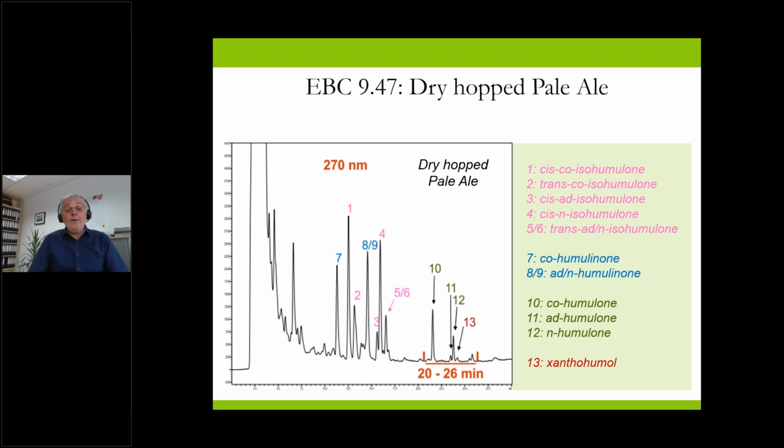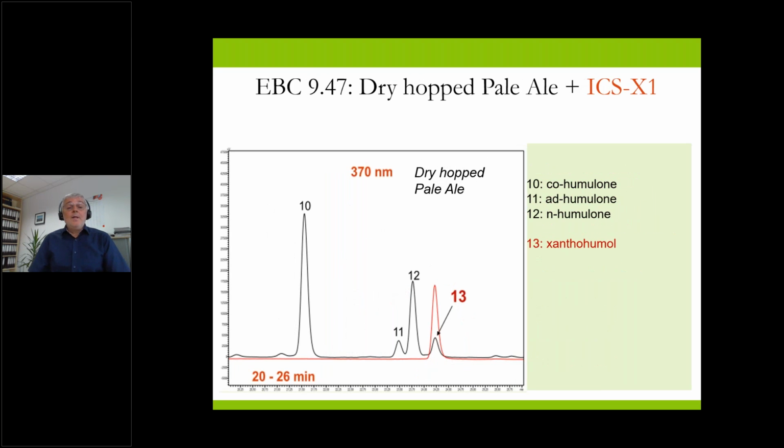It's a very small peak in this case. The concentration is rather low, and the detection wavelength is not optimal. The optimum for xanthohumol is not 270 nanometers, which is used for this method. It's suitable for iso-alpha acids, humulinones, and humulones, but not for xanthohumol. And if you now have a look at this fraction of the chromatogram, this part between 20 and 26 minutes, you see it here not at 270 nanometer detection wavelength, but at 370 nanometers. So the same beer, only a different detection wavelength.